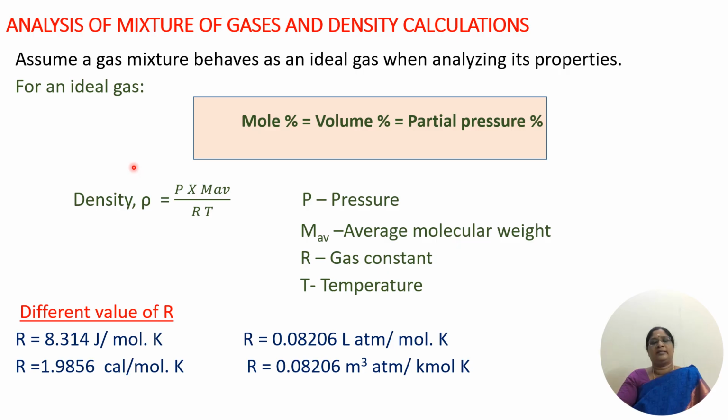And for an ideal gas, the density can be calculated by using the formula P M average by RT, where P is the pressure, M is the average molecular weight, R is the gas constant, and T is the temperature in Kelvin. There are different values of R, but the most widely used values in engineering calculations are listed here. R is equal to 8.314 joule per mole Kelvin, or R is equal to 1.9856 calorie per mole Kelvin. It can be written as 0.08206 liter atm per mole Kelvin, and also 0.08206 meter cube atm per kilomole Kelvin.